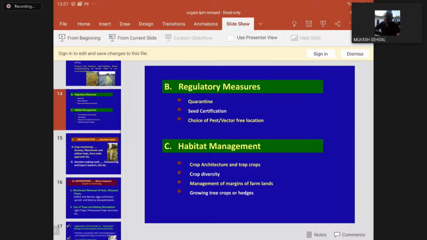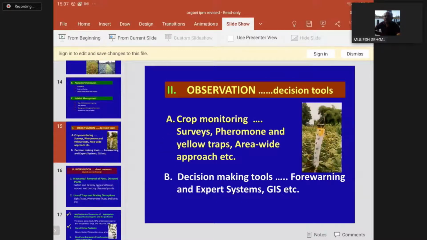And now the problem comes to observation tools, surveys. Nowadays we have developed ICT based surveys, and we are also developing hyperspectral signatures through remote sensing. I hope we have got a good success, and in coming days we are going to utilize it. No doubt we are using pheromone traps, which Terry had already explained, along with yellow traps and a wide area approach.